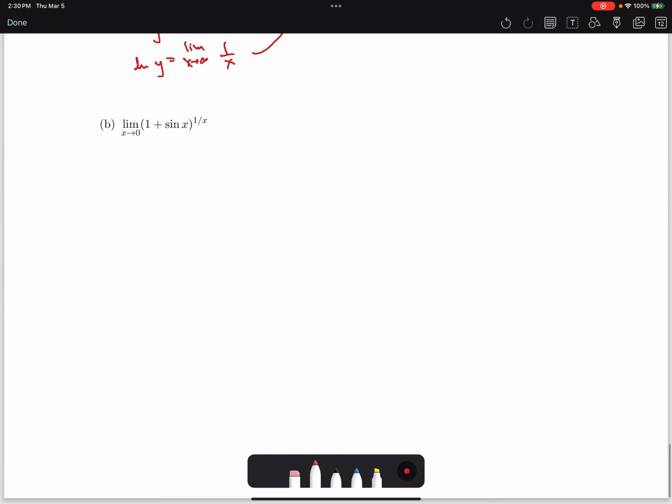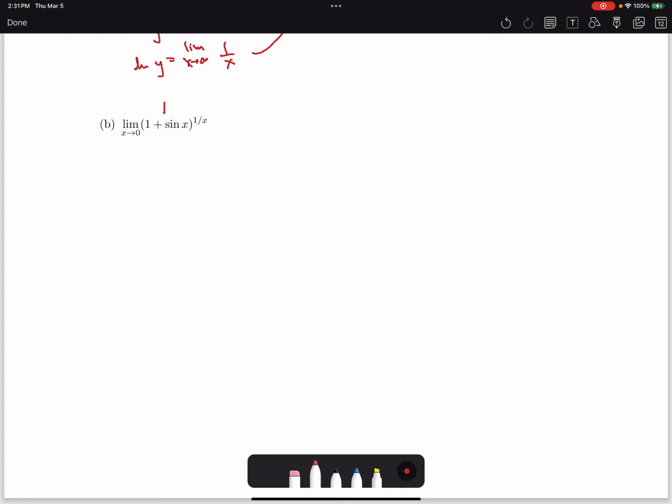Let's see one other example of this. So for part B, we want the limit as x approaches 0 of 1 plus sine x to the 1 over x. If we go ahead and plug in 0, this is going to be 1, right? Because sine 0 is 0, 1 plus 0 is 1. So we get 1 to the 1 over x, 1 over 0, right?